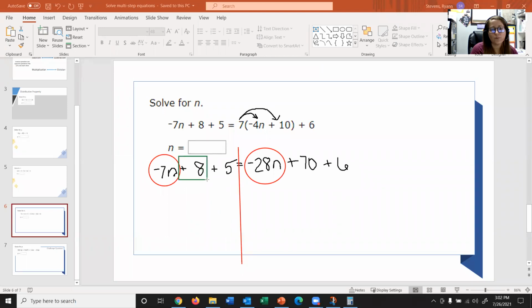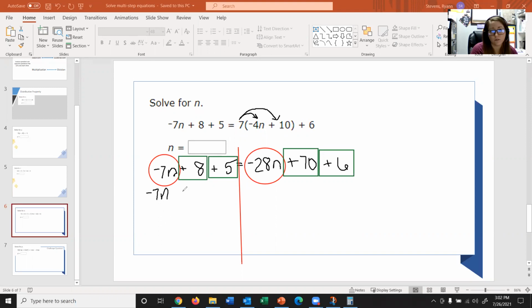Now I'm going to go through and I'm going to place that green box around those numbers that don't have a variable. So +8, +5, +70, and then +6. So when I go through and I combine terms, this -7n, I can't combine with anything over here because it's the only circle I have on this side of the equal sign.